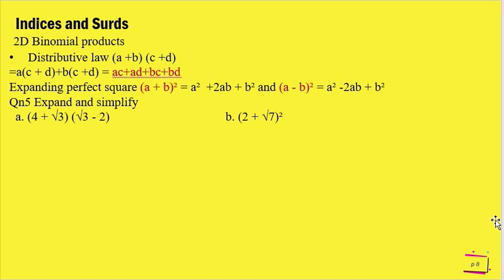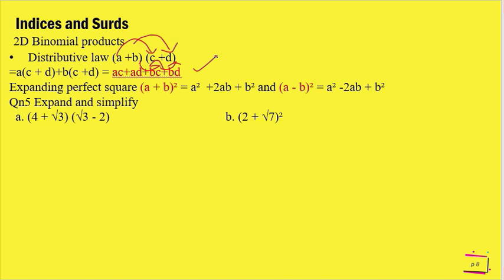For example, if you have two surds that you are supposed to multiply, that is (a plus b) into bracket, multiplied by (c plus d). Using the distributive rule, you multiply a by c, plus a multiplied by d, then you go to b multiplied by c, plus b multiplied by d, and that gives the answer.